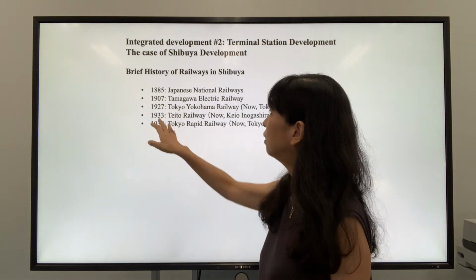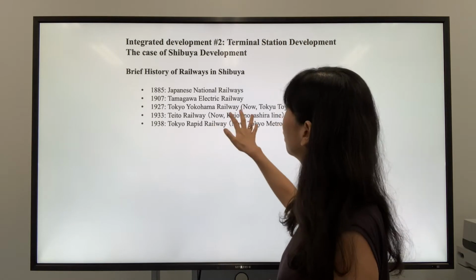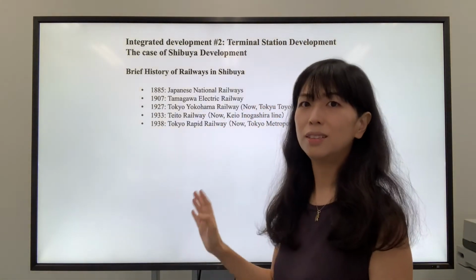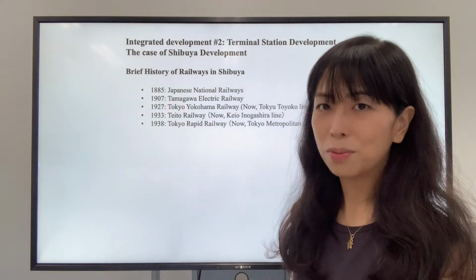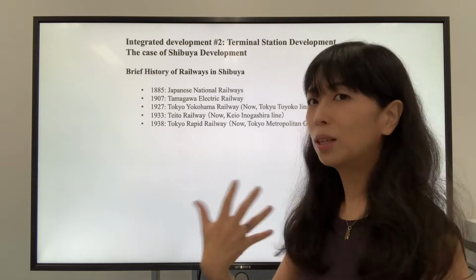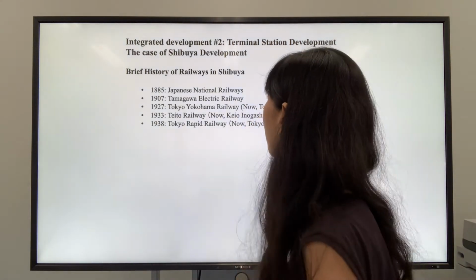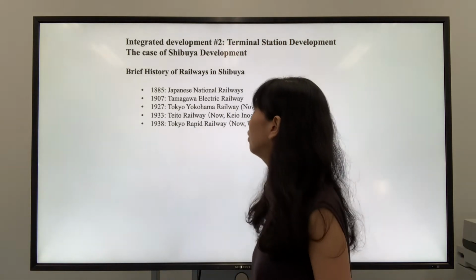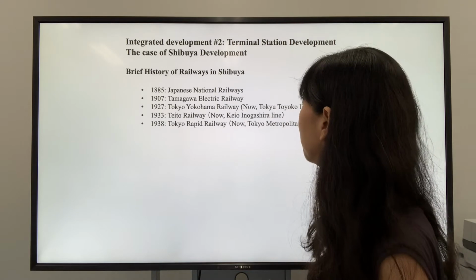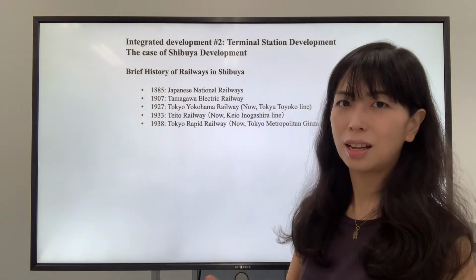Then in 1938, Teito Railway, which is currently called the Keio Inokashira Line. Keio is another company name, another developer, and they also do a lot of development along the transit corridor. Also in 1938, Tokyo Rapid Railway opened. This one is currently the Tokyo Metro Ginza line, so it's the underground.